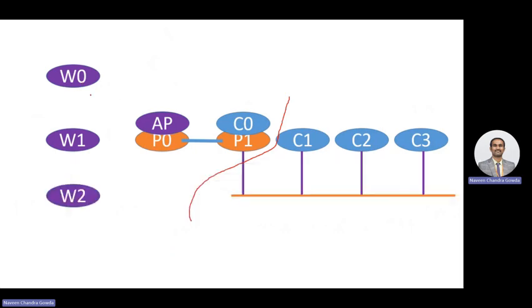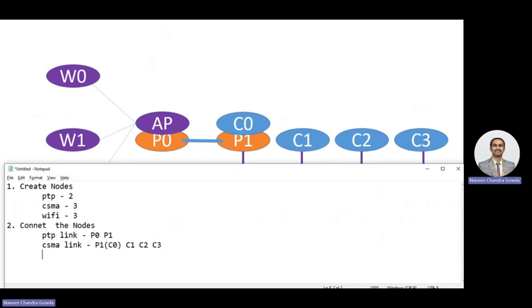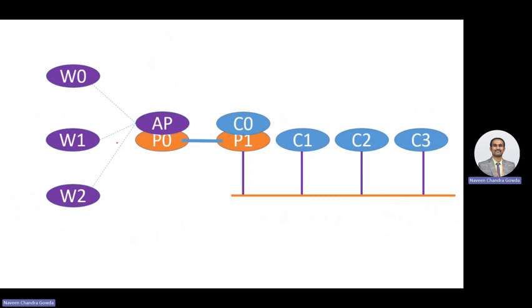Now I need one more link to connect the wireless nodes to the access point. As the name itself specifies, these links are not physical links. I need virtual links, or you can call them wireless links. So I need wireless links to connect W0, W1 and W2 to the access point.